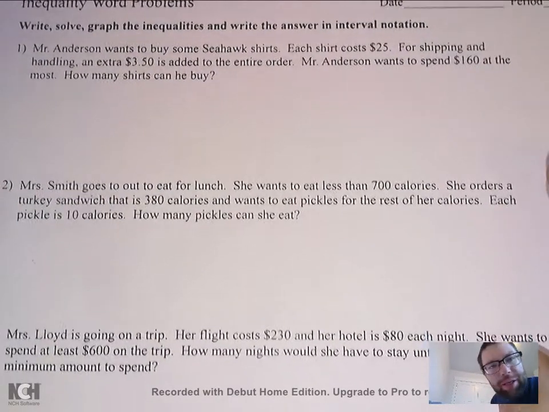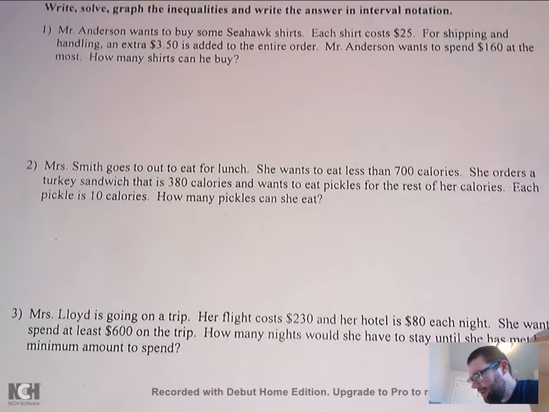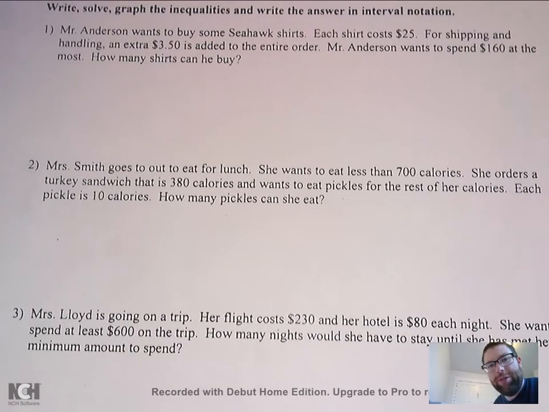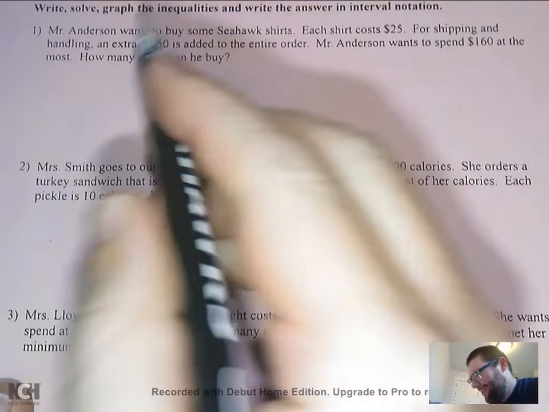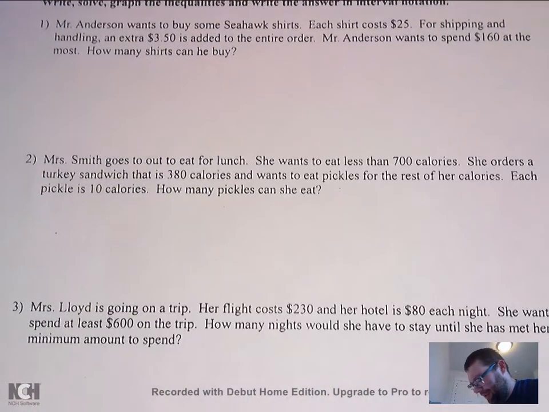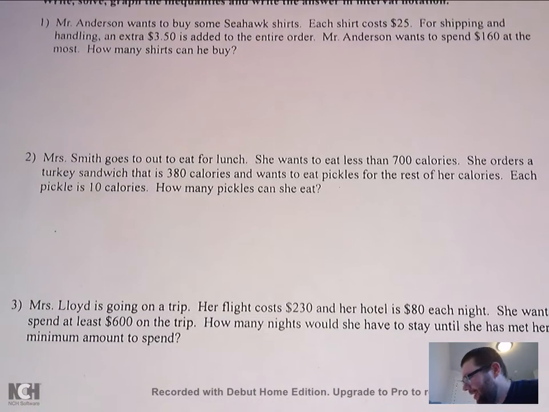Okay, so let's look at an example. So let's talk about Mrs. Smith, everybody's favorite math teacher, right? Or is that Mr. Anderson? Or is that Mrs. Neverker? Or whoever your math teacher is?